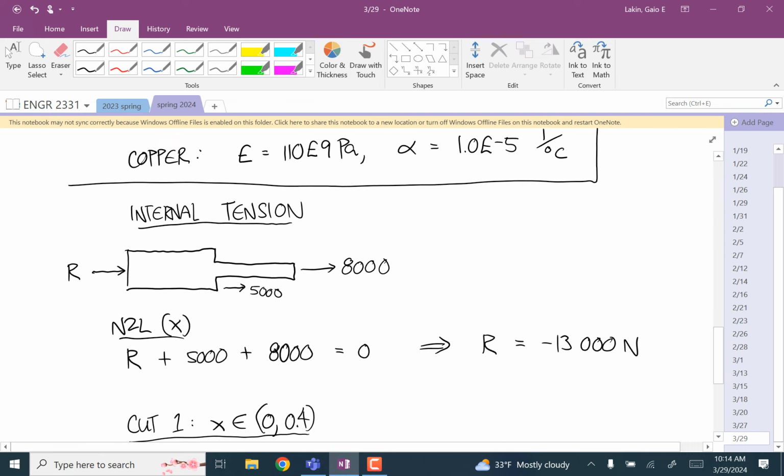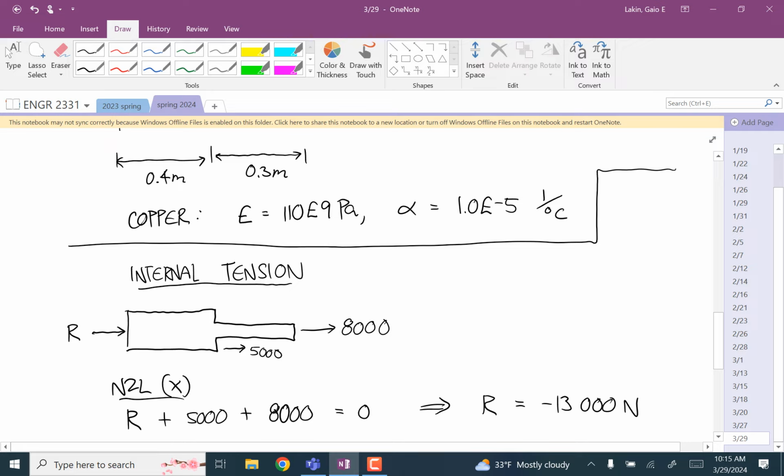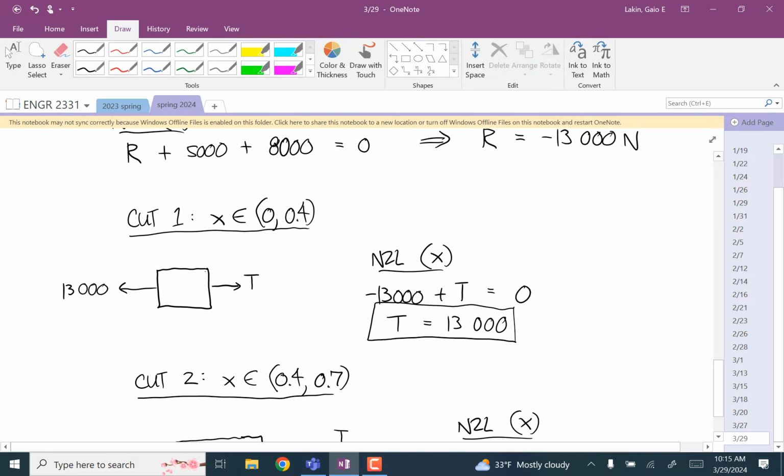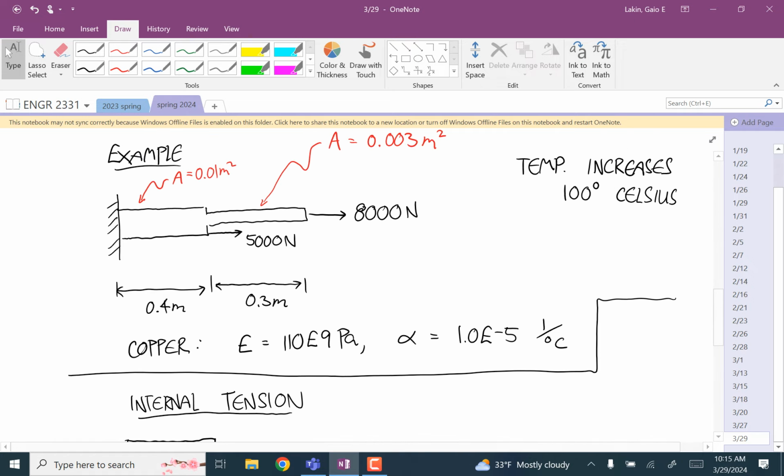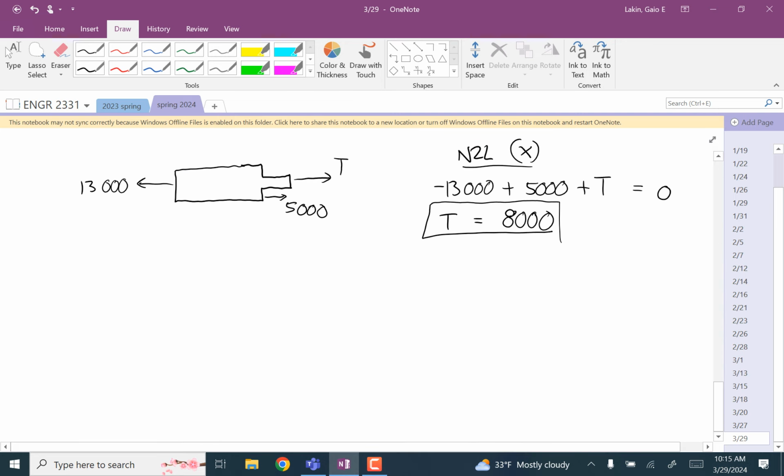Okay, and notice you can make sense out of all these values. This 8,000 you also could have eyeballed by imagining taking a cut from this side, taking a cut going the other way. You can see it's obviously in tension of 8,000 newtons. But there's no reason to be too smart with it. Just go through the steps. You'll always have time to do it carefully.